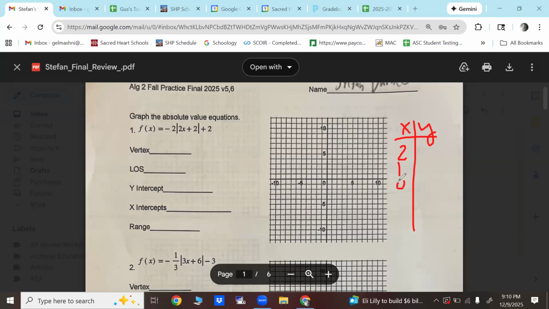And some negative numbers, right? Then -1, -2. Perfect. Those are usually a good set of numbers to start with. Now if you plug in zero, you get zero plus two, which is two, then negative two times two is negative four. Plus two, you get negative two.